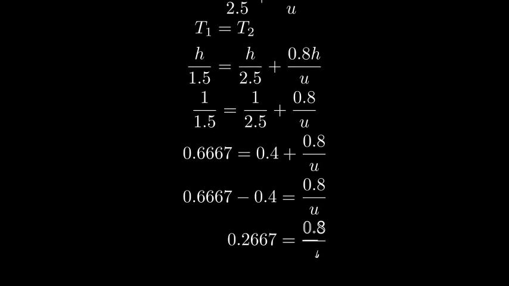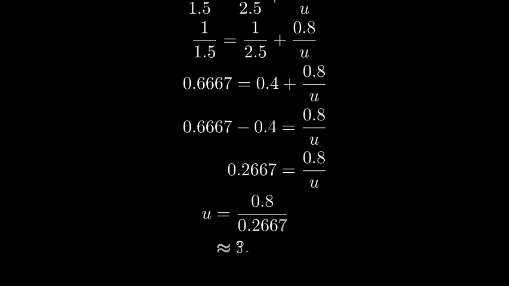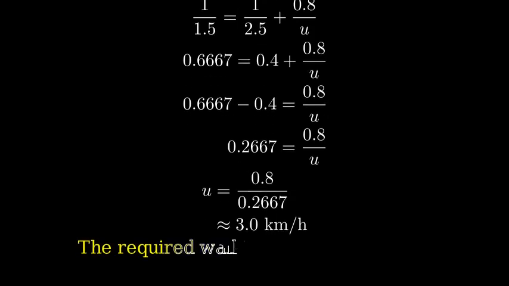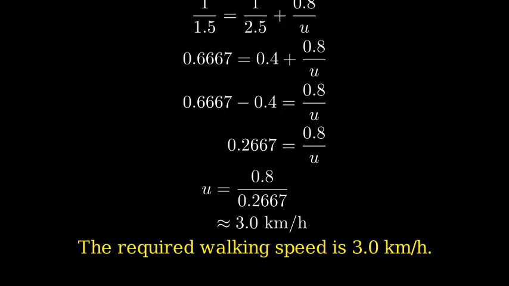Subtracting 0.4 from both sides, 0.2667 equals 0.8 divided by u. Solving for u equals 0.8 divided by 0.2667, which gives us approximately 3.0 kilometers per hour. Therefore, swimmer 2 should walk at a speed of 3.0 kilometers per hour to arrive at point M at the same time as swimmer 1.